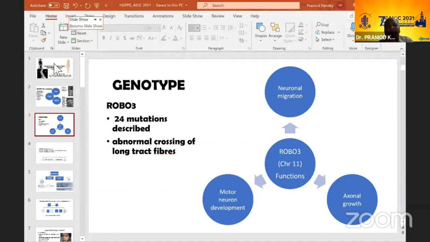So what is happening is that these fibers can't find their way because of the ROBO3 problem, so they are not able to move to the medial longitudinal fasciculus and ascend up. So there is no horizontal gaze. Otherwise, the convergence pathway is different, so convergence is retained. ROBO3 also does neural migration and motor neuron development, so all these functions will be affected once there is a problem with the ROBO3 gene.